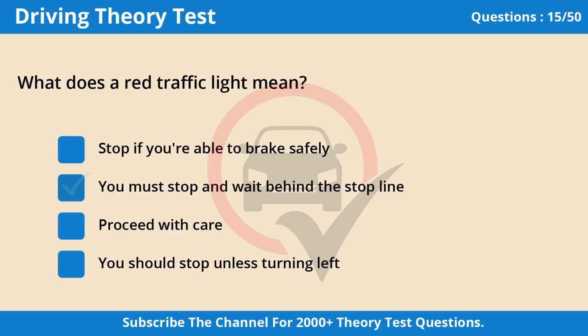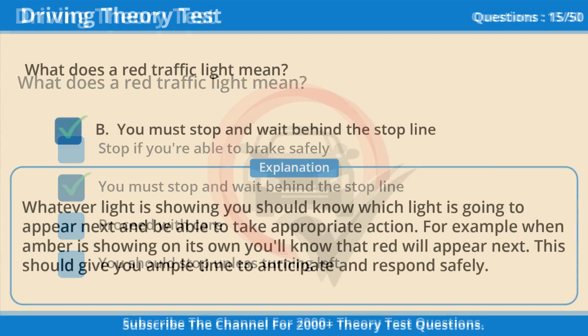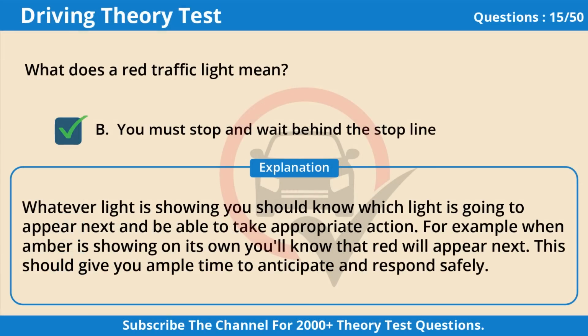B. You must stop and wait behind the stop line. Whatever light is showing, you should know which light is going to appear next and be able to take appropriate action. For example, when amber is showing on its own, you'll know that red will appear next. This should give you ample time to anticipate and respond safely.